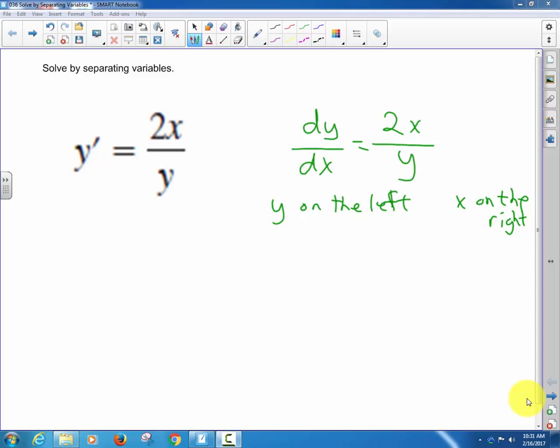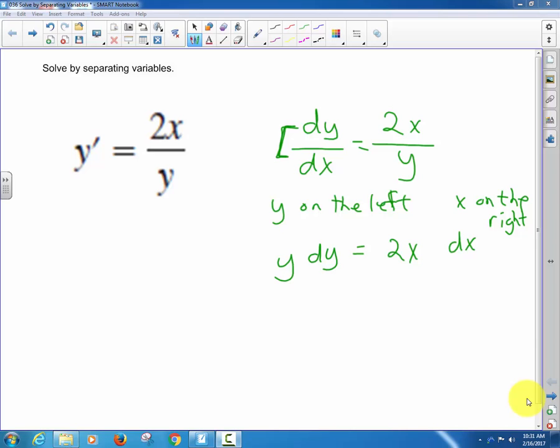So if we're going to do this, we will move y to that side. We'll leave 2x over here. We're going to move the dx over here. We're going to treat this naming convention as if it's a fraction. So we're going to have 2x dx on the right side, and we're going to have y dy on the left side.